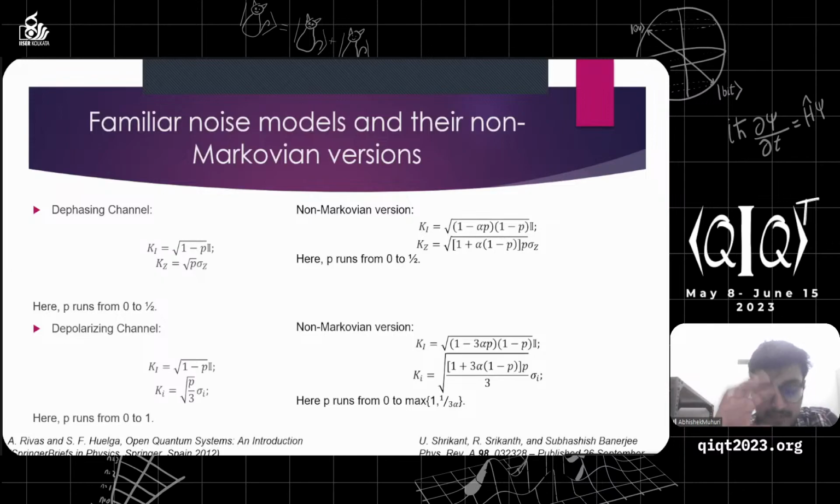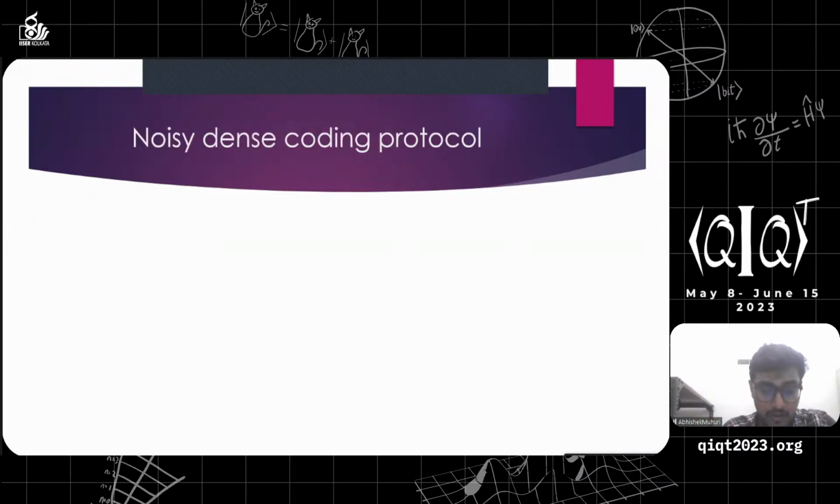Two of the well-known channels are the dephasing channel and the depolarizing channel, and we'll work with these two models. So it's better to show what the Kraus representations of these two are. Here are the Kraus operators for the dephasing channel in the Markovian region, and in the non-Markovian region this gets modified, where alpha is the non-Markovian parameter. P is the error probability, which runs from 0 to half in this case. In the depolarizing channel, this error probability runs from 0 to 1, and the corresponding non-Markovian version is given by this. But we can see that this error probability is upper bounded, and the upper bound depends on the non-Markovian parameter alpha. So if alpha increases, the range of this error probability decreases.